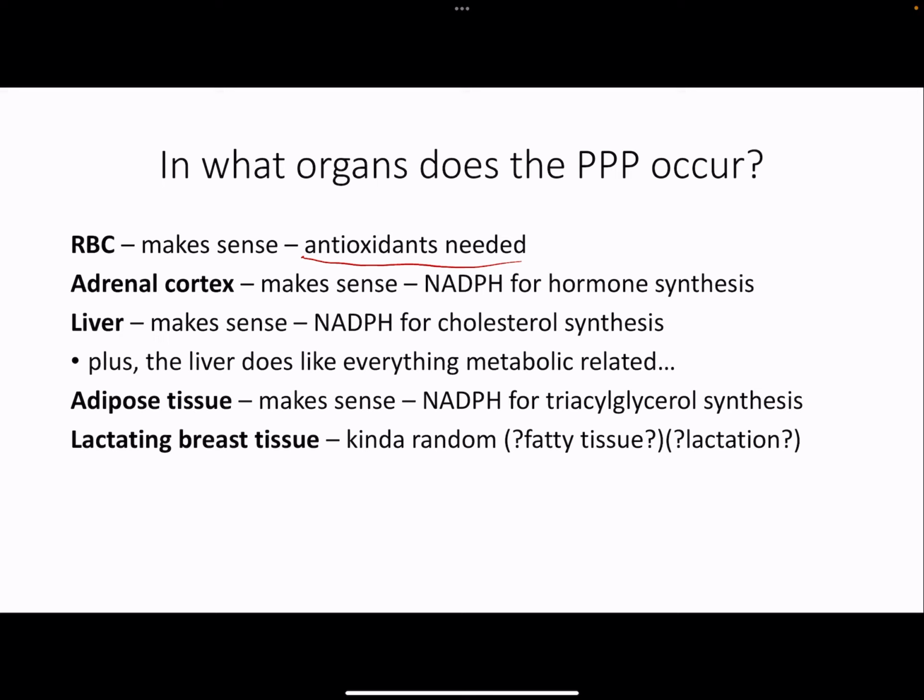In addition, it doesn't have a nucleus and a lot of other structures to adapt, and there's a lot of shear forces on it. So there's a lot of stress. And so long story short, you need a lot there. So they are going to have the pentose phosphate pathway.